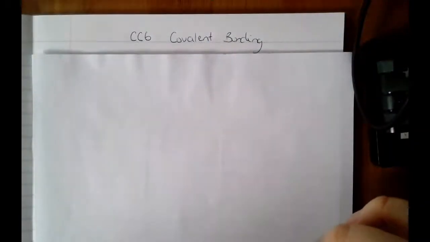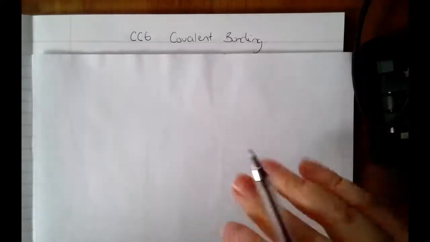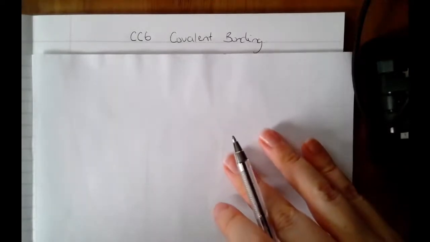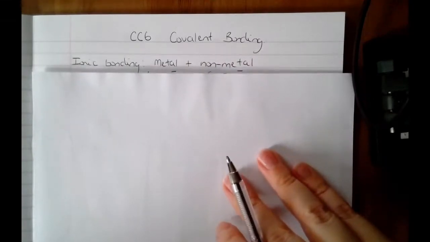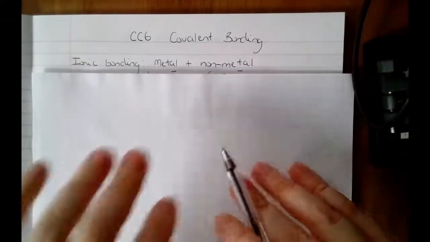In this video, we're going to look at covalent bonding, which is a paper 1 and a paper 2 topic. We have seen bonding already. We've looked at ionic bonding. I'm just going to remind you of what ionic bonding is. So it's the bonding between a metal and a non-metal.